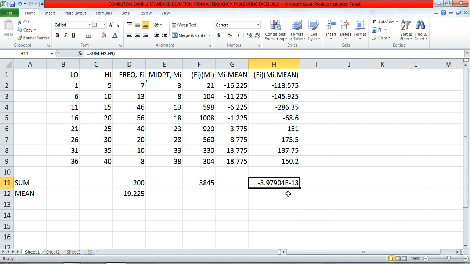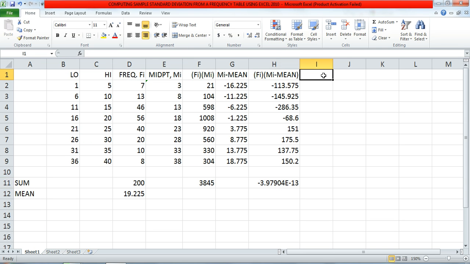Okay, now here we're getting a kind of strange number. This obviously doesn't look like a 0, but if you look at this, it is supposed to be negative 3.979 E negative 13, which means times 10 to the negative 13. So this is scientific notation, which is virtually a 0. We're getting this because of a slight round-off error, so don't be too concerned if you're getting this kind of result.